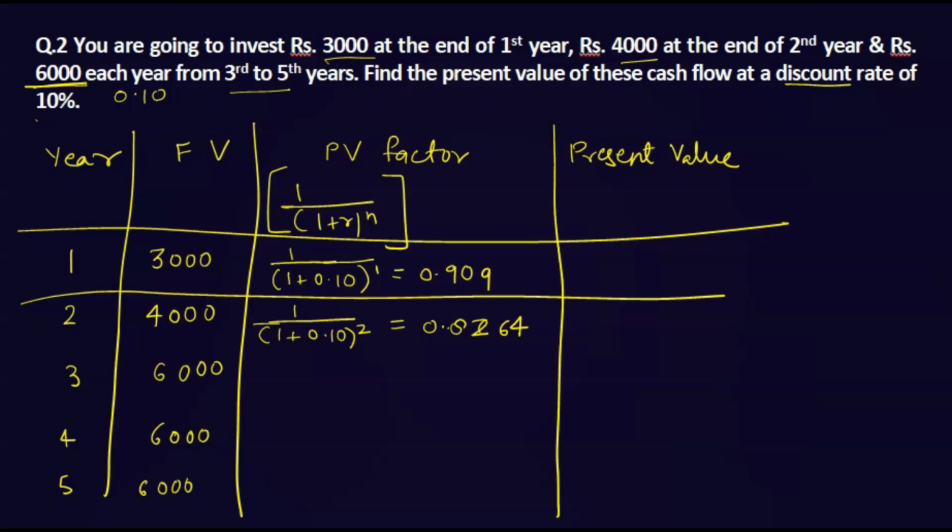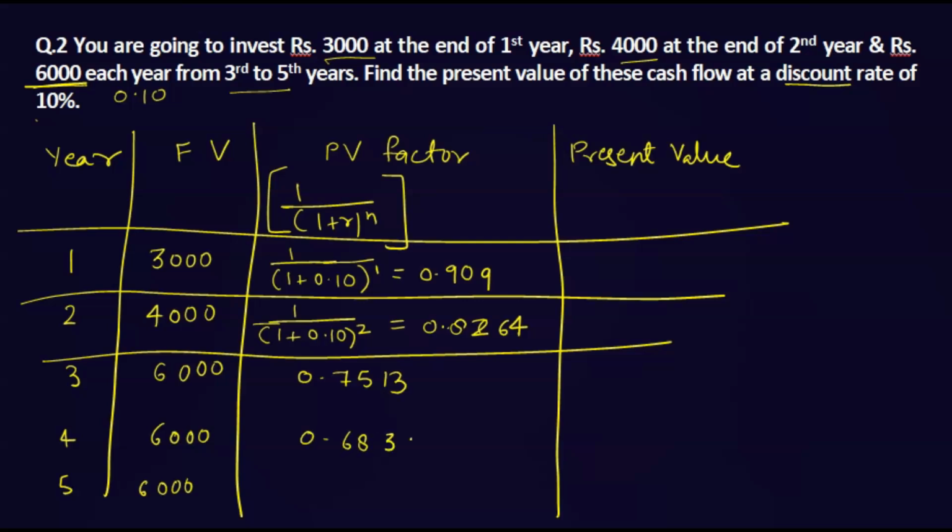So like this we have to find it for each year. Okay. In the third year n will be 3, fourth year n will be 4, like this we'll get the values. So here we'll get 0.7513, fourth year 0.6830, fifth year we'll get 0.6209. I hope it is clear.